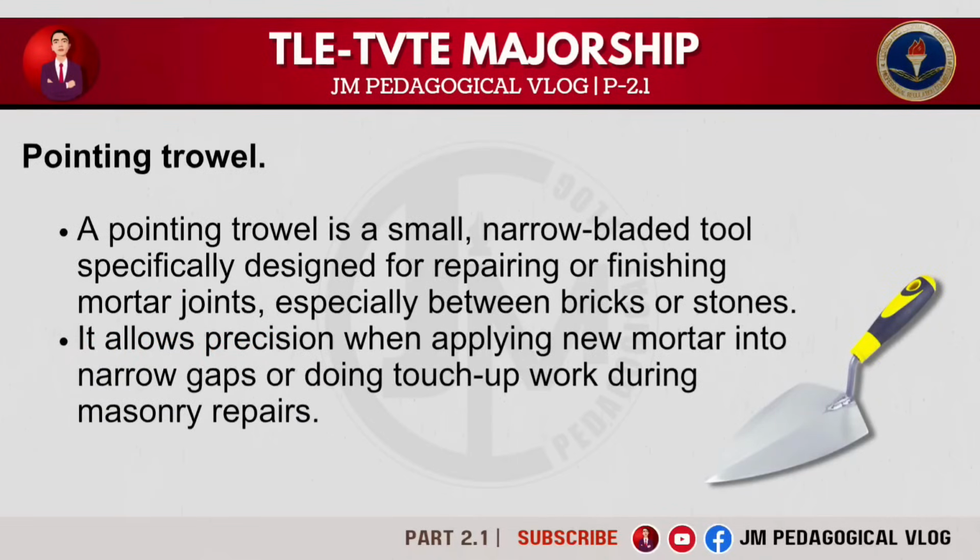A pointing trowel is a small, narrow-bladed tool specifically designed for repairing or finishing mortar joints, especially between bricks or stones. It allows precision when applying new mortar into narrow gaps or doing touch-up work during masonry repairs.